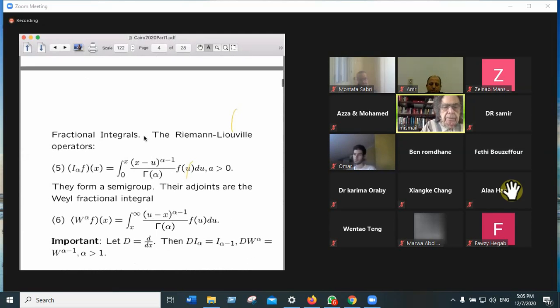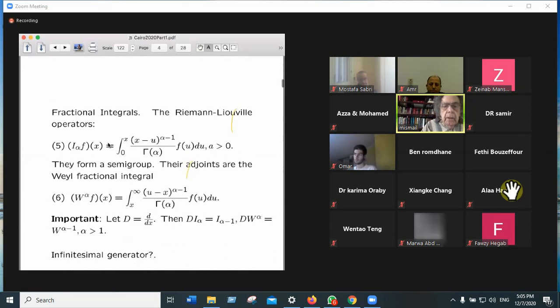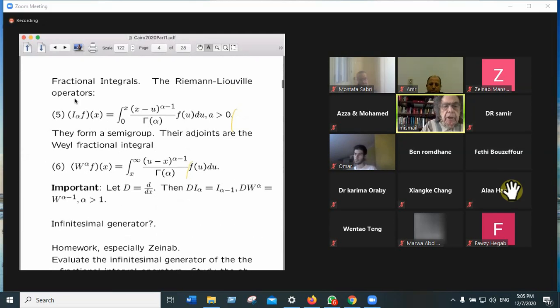The next thing is the Riemann-Liouville fractional operators. So this is the fractional integral.